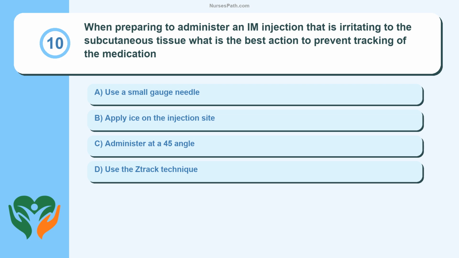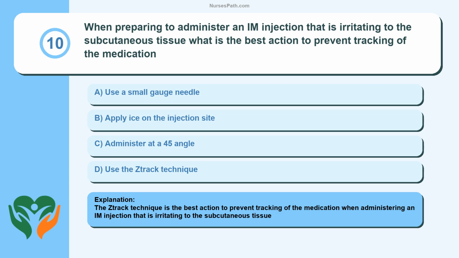Question 10. When preparing to administer an IM injection that is irritating to the subcutaneous tissue, what is the best action to prevent tracking of the medication? Use a small gauge needle. Apply ice on the injection site. Administer at a 45 angle. Use the Z-track technique. The Z-track technique is the best action to prevent tracking of the medication when administering an IM injection that is irritating to the subcutaneous tissue.